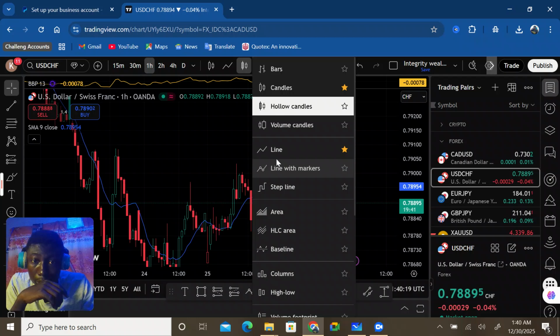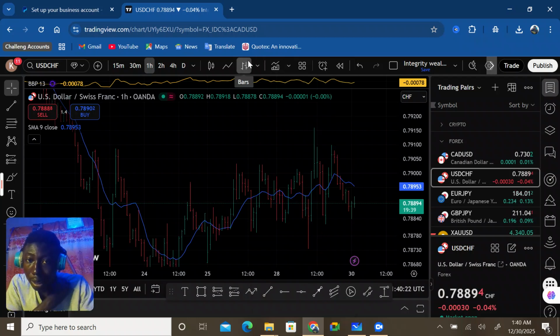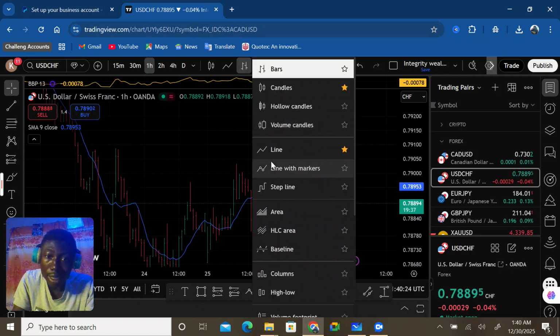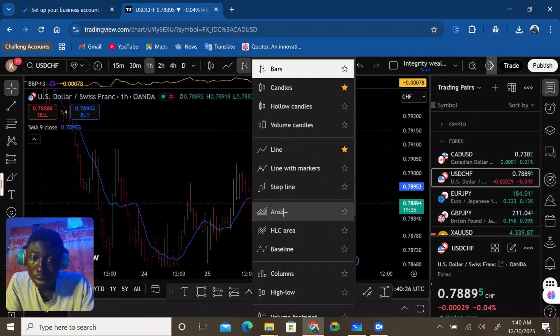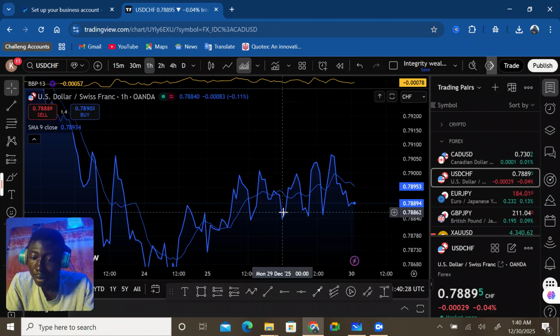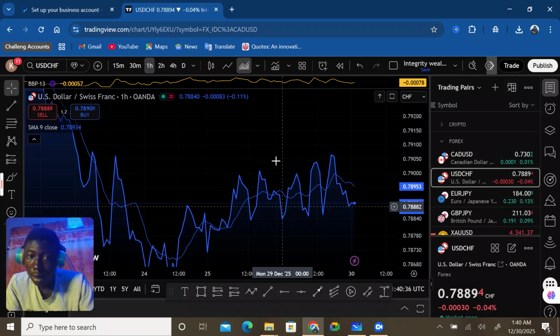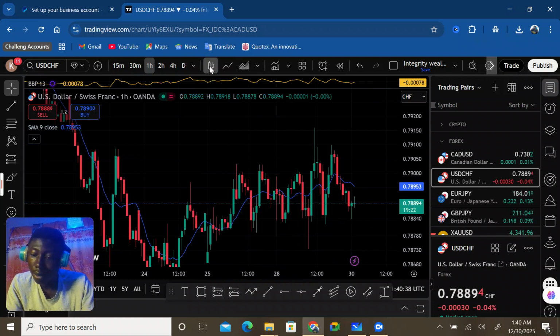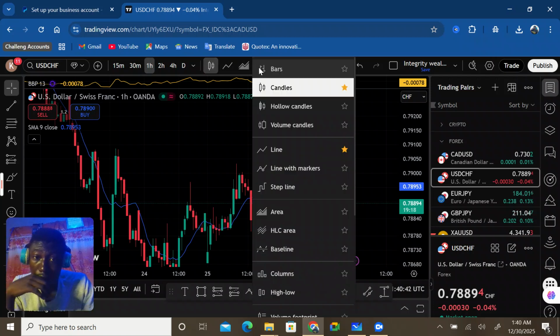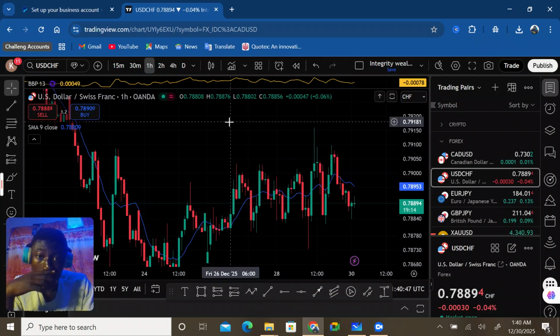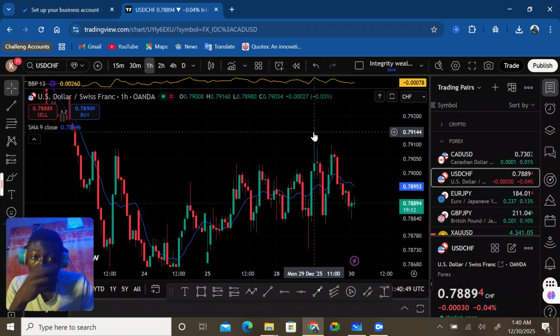We have bars. There are different ones. Somebody will choose area, you know. There are different options over here. So you can see for yourself and then you choose the one that suits you and then you are good to go.